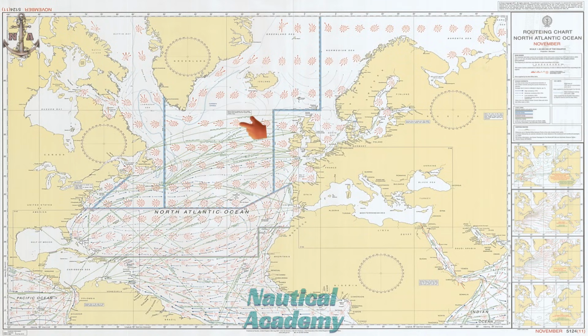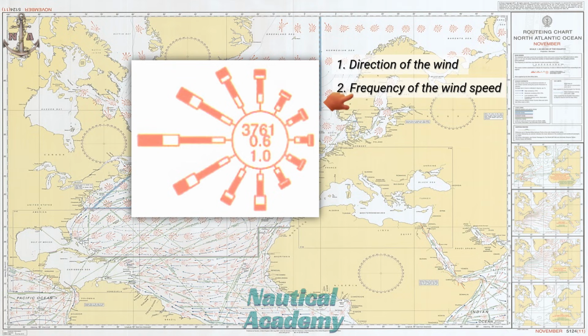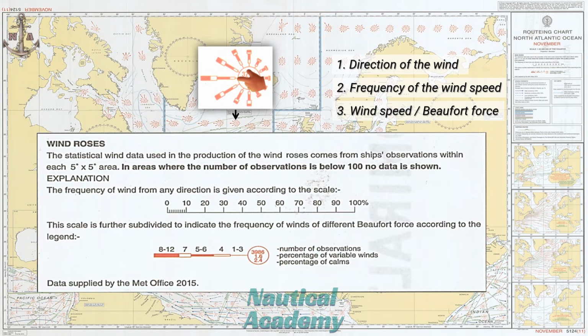This is a wind rose, which allows us to determine the wind direction, its frequency, and the corresponding Beaufort force. I've already created a separate video explaining how to interpret a wind rose step by step, so we won't go into full detail here, but let's have a quick recap. This long spoke shows that a westerly wind frequently occurs in this area, with wind strengths ranging from Beaufort Force 1 up to Force 12.